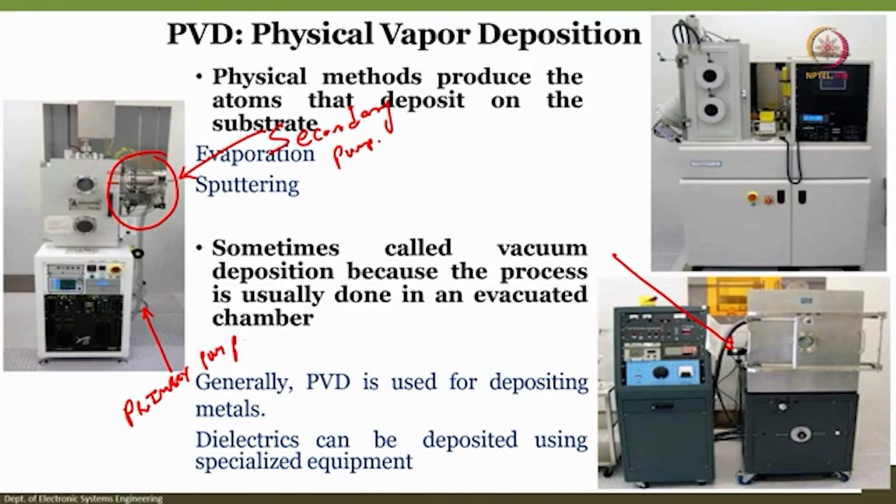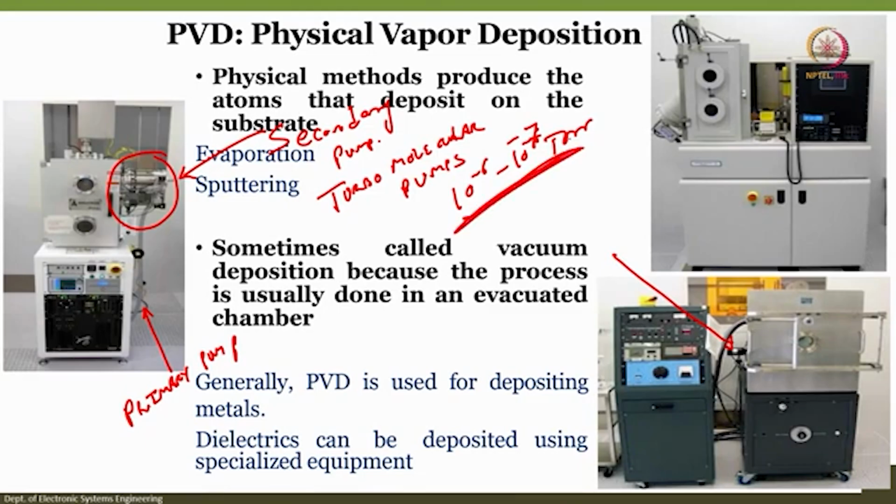And generally we use turbo molecular pumps to create vacuum. Vacuum can be 10 to the power minus 6 to 10 to the power minus 7 torr. This will be the range in which the vacuum is created in the vacuum chamber.